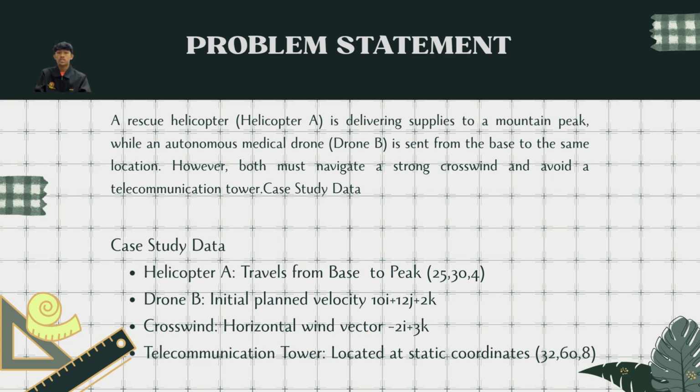So, this slide shows the important data used in this case study. The helicopter travels from the base to the mountain peak with the coordinate of 25, 30 and 4. Meanwhile, the drone has an initial velocity vector represented by 10i, 12j and 2k. There is also crosswind represented by the vector negative 2i plus 3k. Finally, the telecommunication tower is located at the coordinate 32, 60 and 8. Using this information, we can apply vector equations to analyze the movement of the helicopter and also the drone.